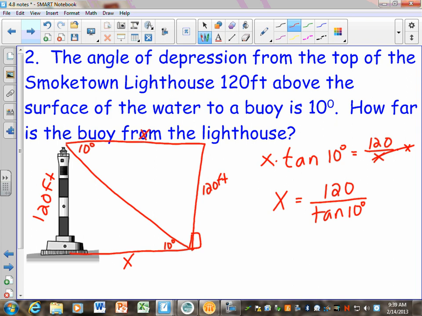Again, you want to make sure your answer is somewhat reasonable on this. My picture is not drawn to scale, so you don't want to just go by the picture. But I think it's a pretty big number. What did I get here? I got 680.55 feet.